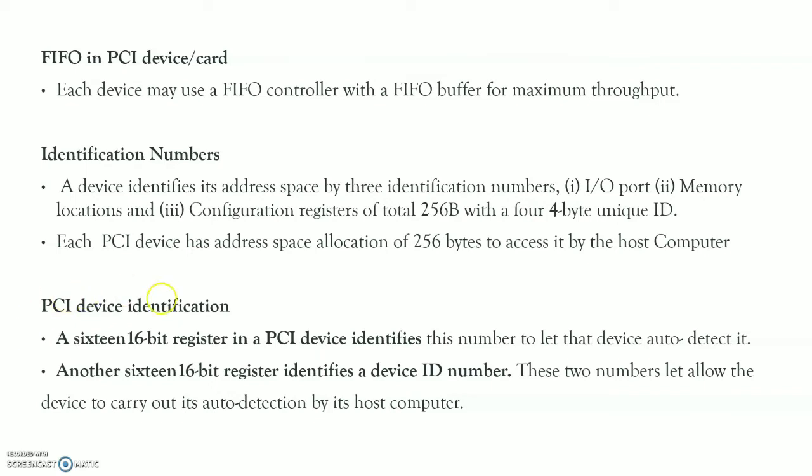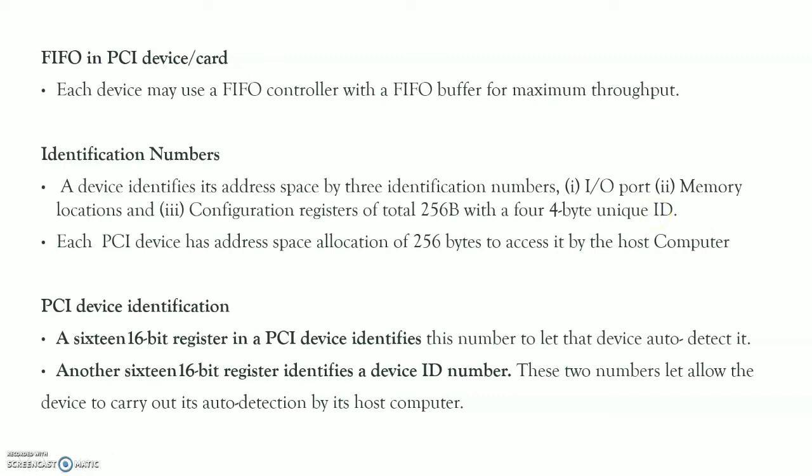So a device identifies its address space by 3 identification numbers. And these identification numbers will be assigned by the PCI bus driver. Okay. What are the identification numbers? First one is the IO port. Then second one is the memory locations. And the third one is configuration registers. Okay. So the configuration registers are of total 256 bytes with 4 byte unique ID.